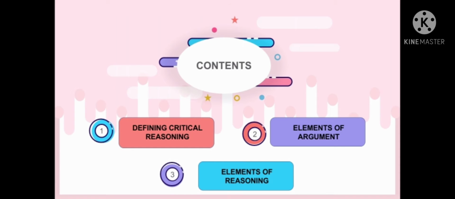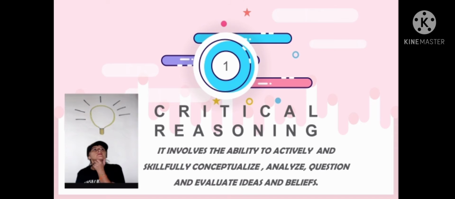Today everyone, I'm going to tackle critical reasoning. My content is, first, defining critical reasoning; second, elements of argument; third, elements of reasoning. First, what is critical reasoning?